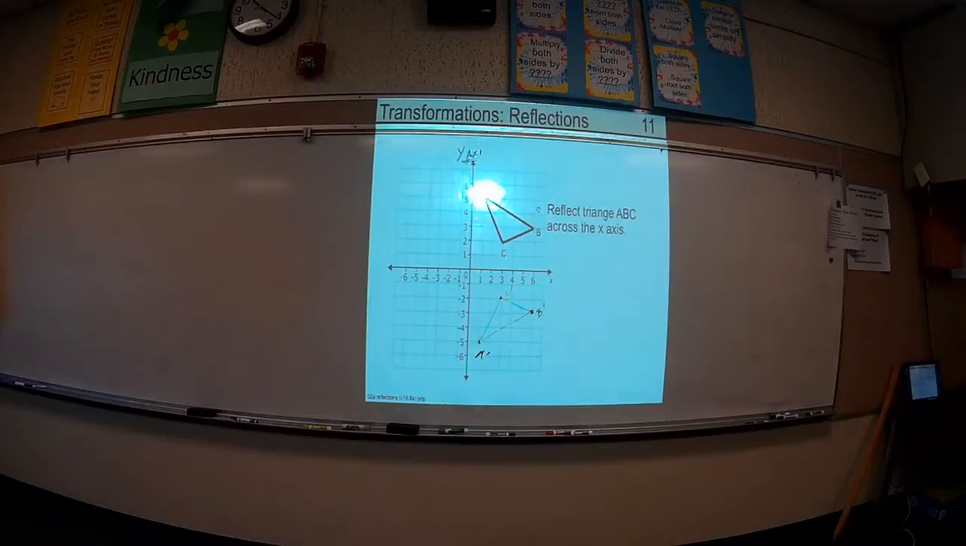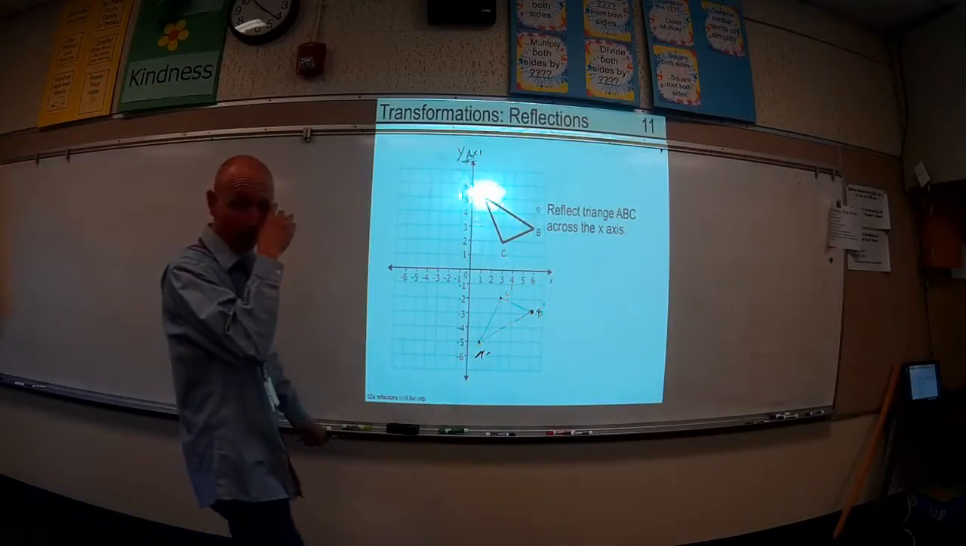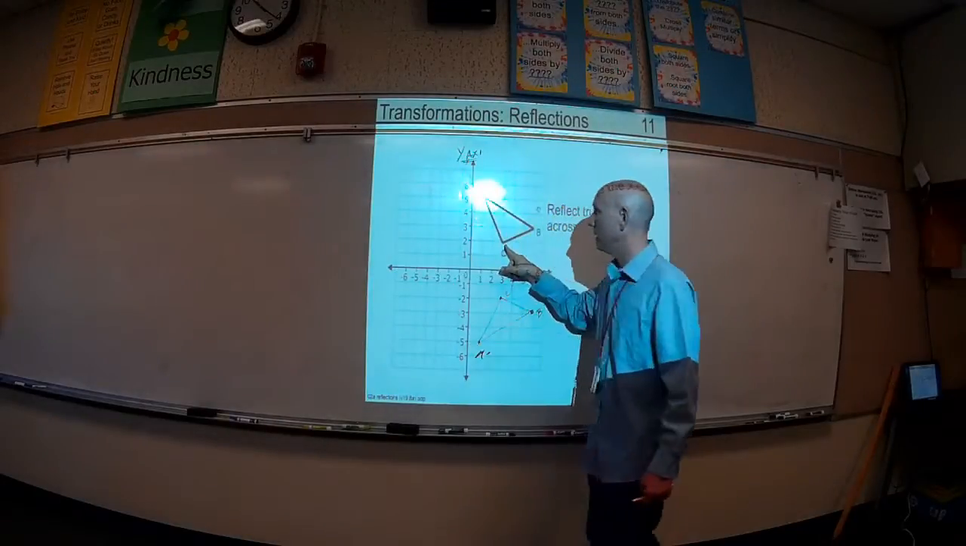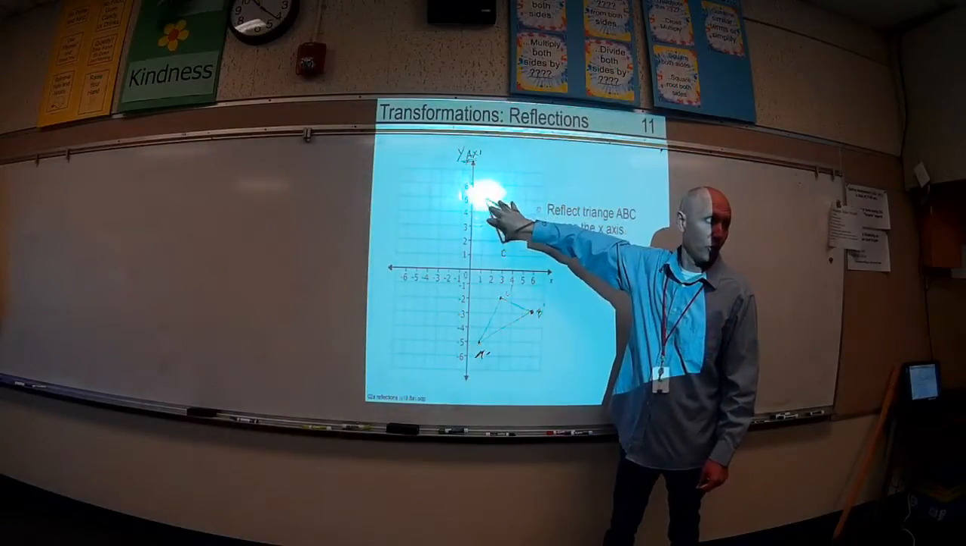Original triangle wasn't drawn correctly. That's what I thought. So one of the biggest issues I'm seeing with my classes is just the ability to take the initial shape and get it onto a piece of paper.